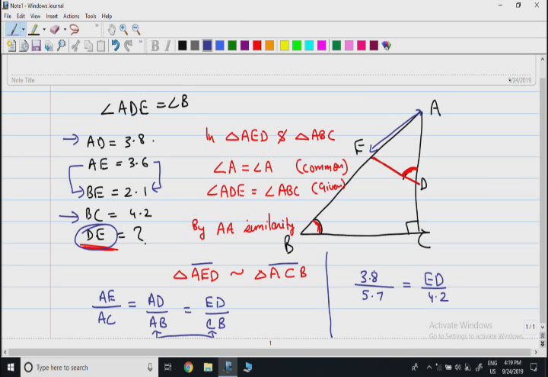So this will be cancelled out by 1.9, 2 times. This is 3 times, and 3 1.4 times, and 1.4 into 2. So ED will be equal to 2.8 centimeter. So this is the answer. All of you are getting it? 2.8.